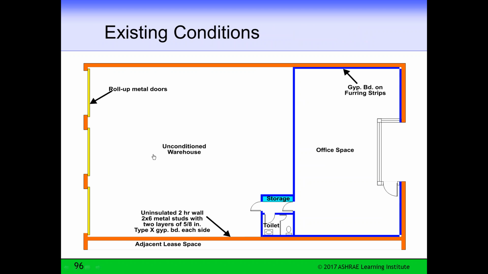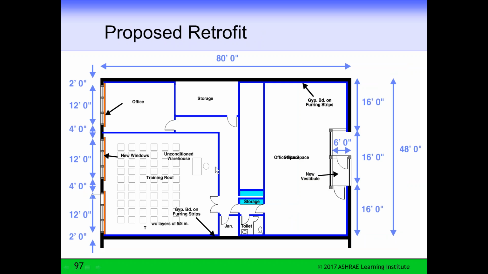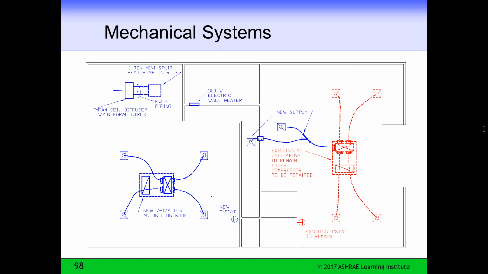It's got the office space in the front, typical office warehouse, unconditioned warehouse in the back. Now, if we decide we're going to turn this into a training facility, we could add a training room here, take those roll-up doors out, put in glass, add an office, a storage building, increase the amount of office space in the front, and add a new vestibule, because in certain regions of the country, colder regions, vestibules are required.